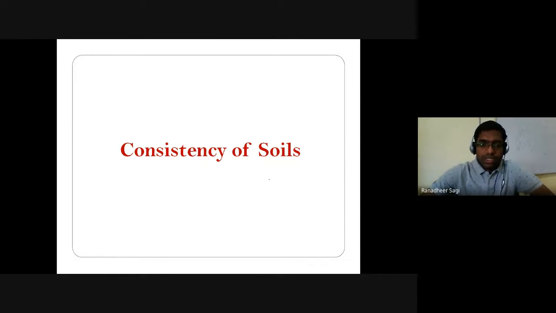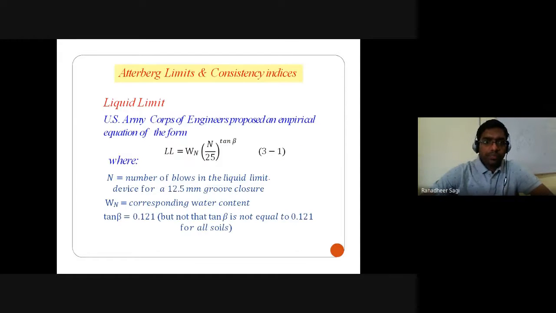In the last class, we looked at how to determine the liquid limit value based on Casagrande's method. Apart from that approach, we have other approaches by which you can determine the liquid limit value of a given fine grained soil. This is another method, given by the US Army Corps of Engineers. It's an empirical relation for determining the liquid limit value of the given soil.